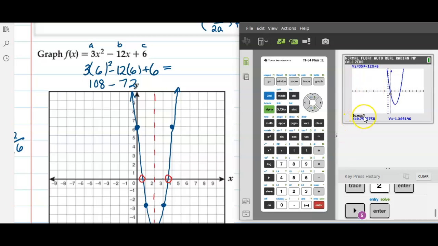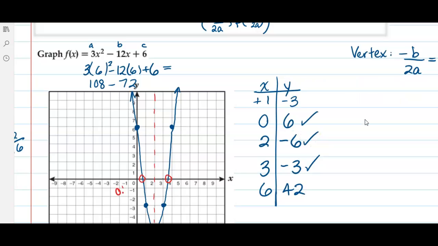And then the calculator says, would you like me to guess? And I say enter. And it tells me 0.586. So that's one of our zeros, 0.586, which sure enough is between 0 and 1.